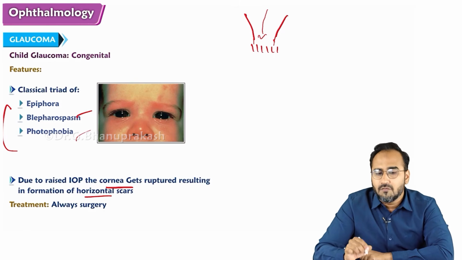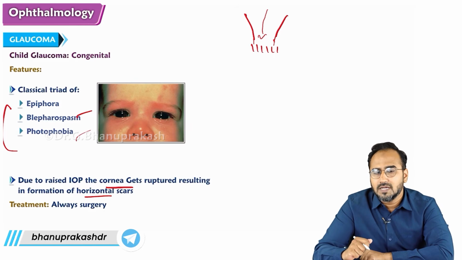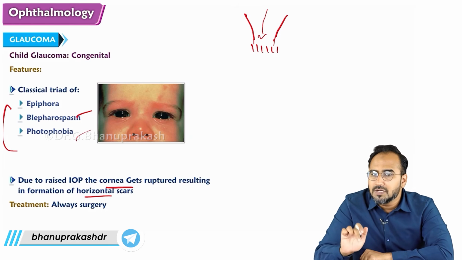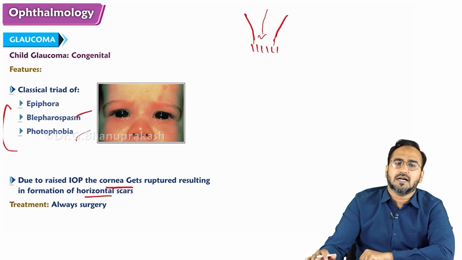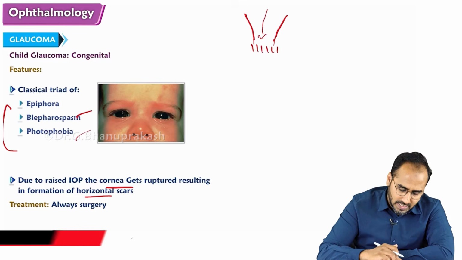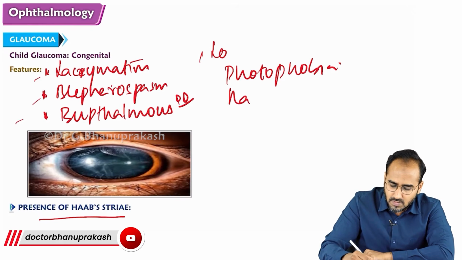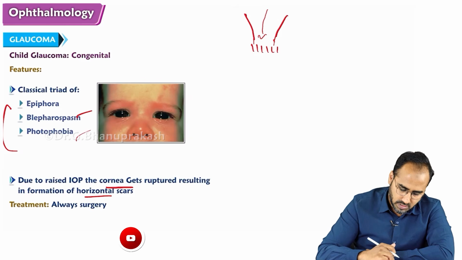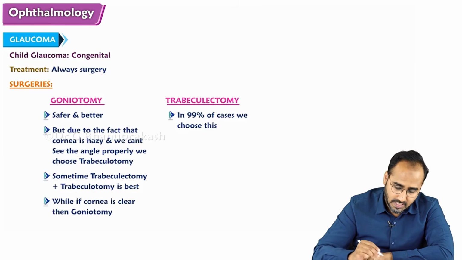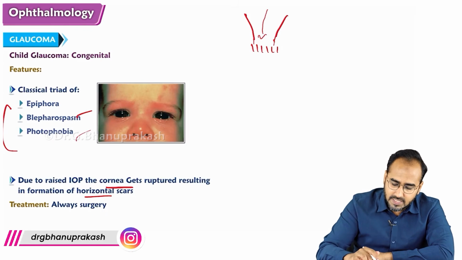But remember guys, when do you go for goniotomy and when do you go for trabeculotomy? Remember, if the cornea is clear and you are able to see the angle, then you go for goniotomy. If cornea is not clear, remember this patient will be having a hazy cornea. One more feature is the patient will be having hazy cornea.